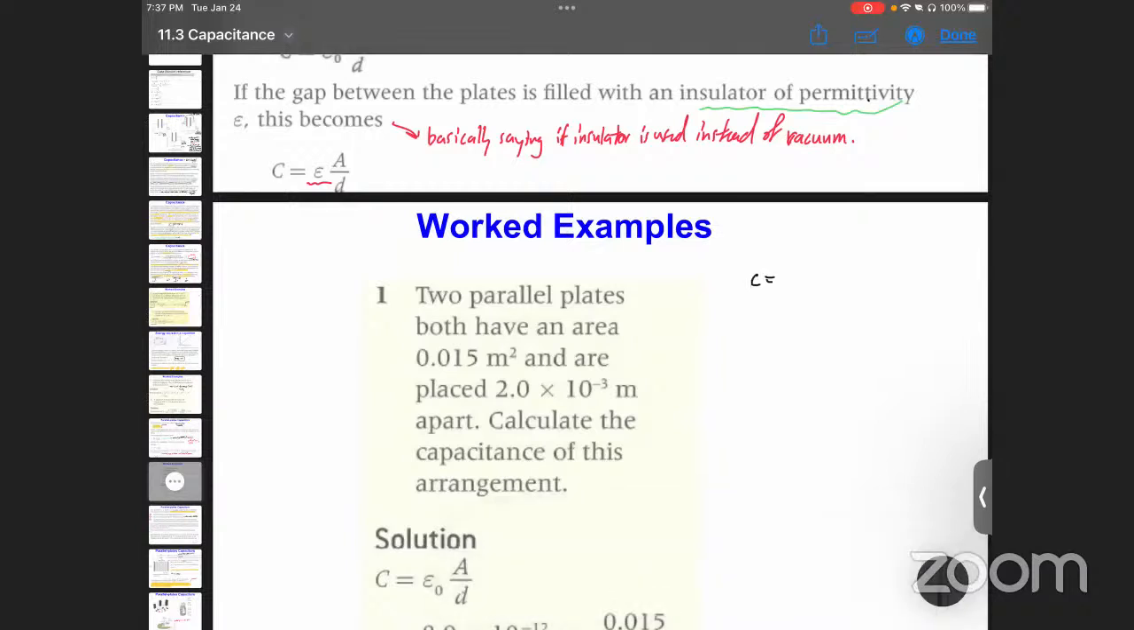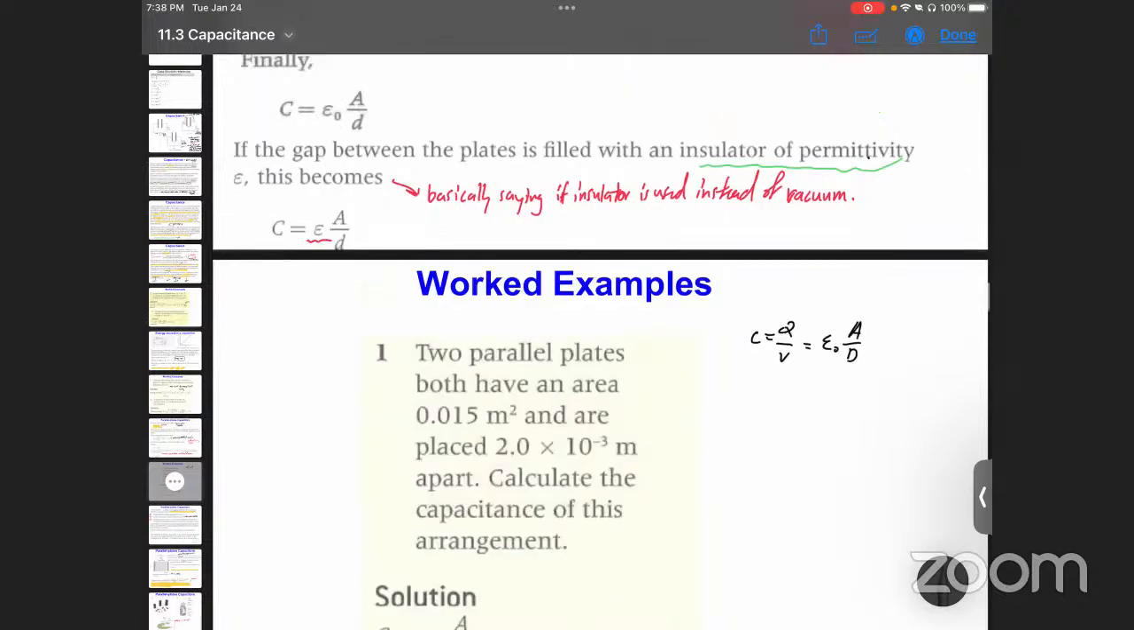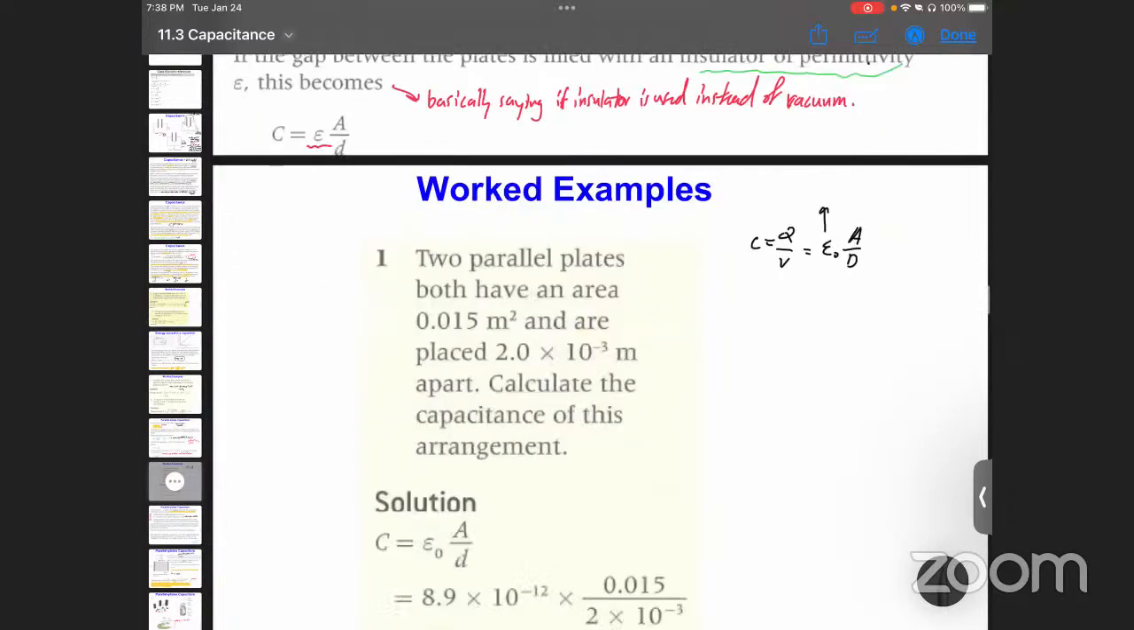C equals Q over V equals epsilon naught A over d. And you know epsilon and Q, epsilon naught is constant. Is area A, just levels.